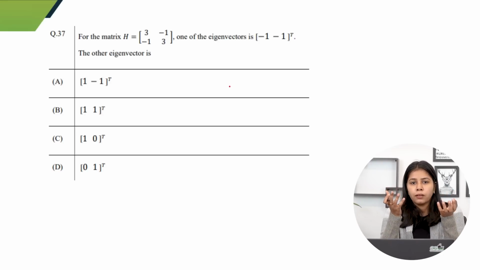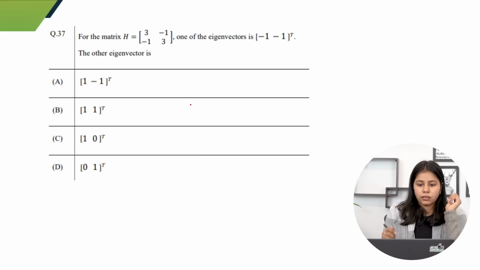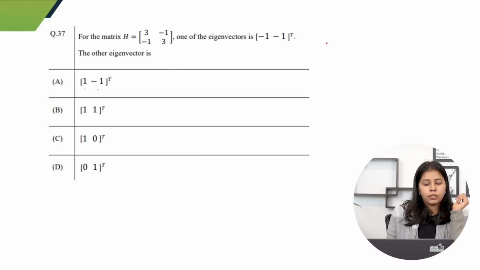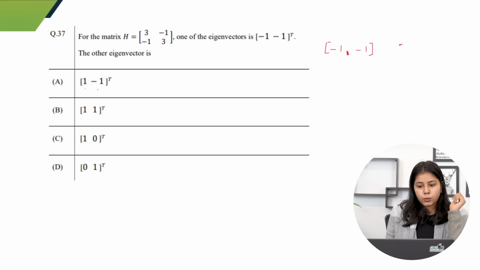So if you remember, eigenvectors are orthogonal to each other. So if I have to find another eigenvector, if I multiply two eigenvectors of a matrix, then their product should be 0. So if I go through this, 1 into minus 1. So if I multiply minus 1, minus 1 with 1, minus 1, that means I'll get minus 1 plus 1. That would give me 0. Yeah, so this option A can be possible.